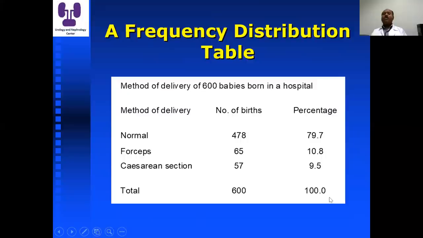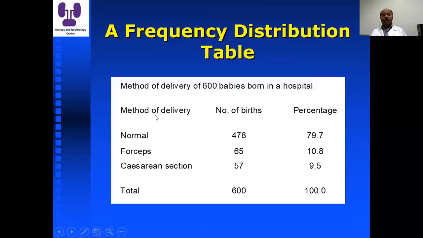How to present the data. The data may be presented in a table fashion. If you look at this table, you'll find just the method of delivery for 600 babies born in a hospital. So number of births and the percentage and the method of delivery: normal, forceps, cesarean section. So at the end of the day, we have number and the percentage for different variables for the delivery. So it is a frequency table. So a frequency distribution table is a table that includes data, just number and the percentage.